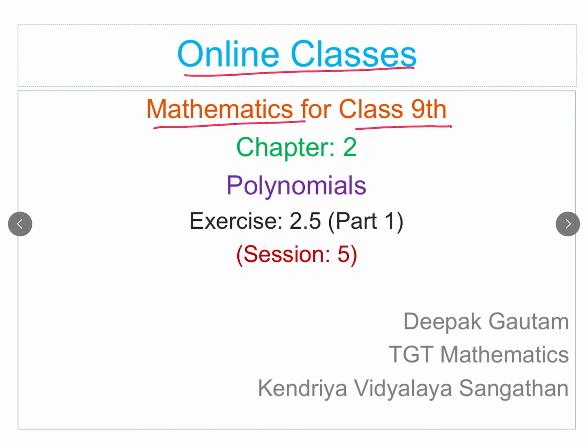In this video we are going to study chapter number 2, which is Polynomials of the NCERT textbook, and we'll try to cover exercise 2.5. As you can see, I have written part 1 because exercise 2.5 has a total of 16 questions, so we will divide the exercise into two parts. So this is part number 1 for exercise 2.5, and this is session number 5 for this particular chapter.